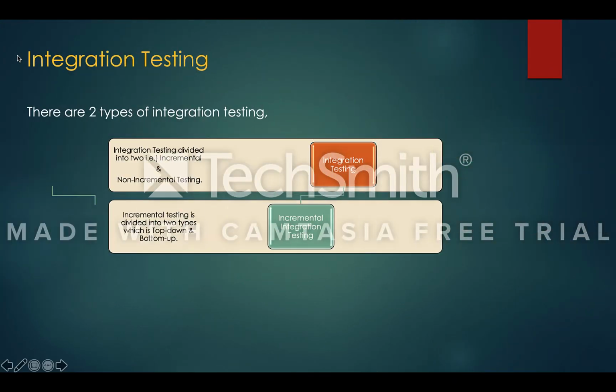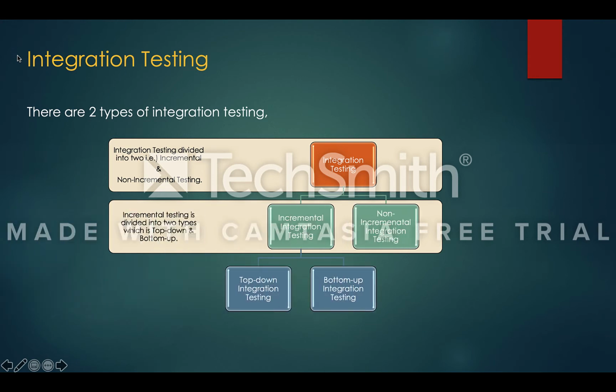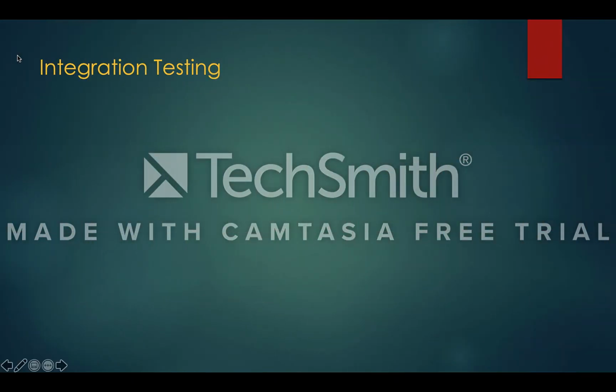Next, under integration testing, we have two types, and we are seeing in the flow chart how the division is made. We have the incremental integration testing and the non-incremental integration testing. And under incremental, we have top-down integration and bottom-up integration testing.